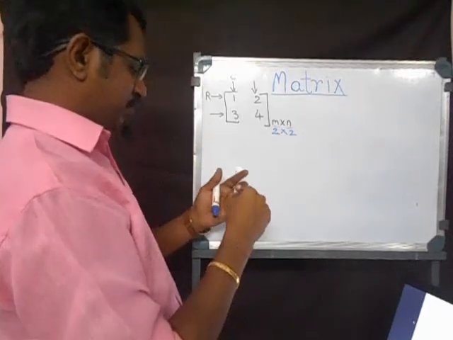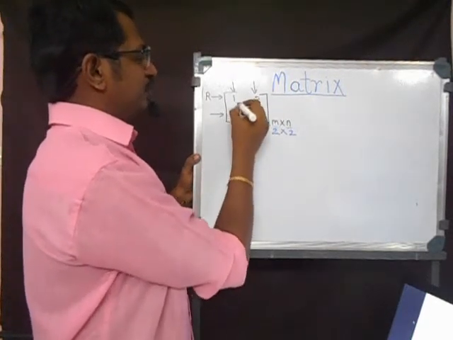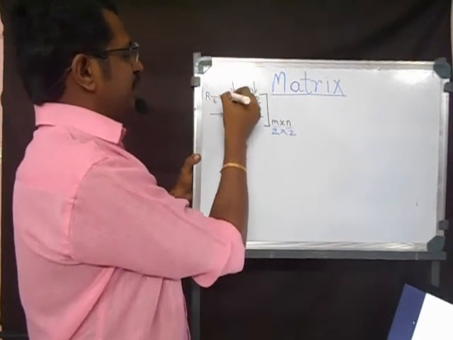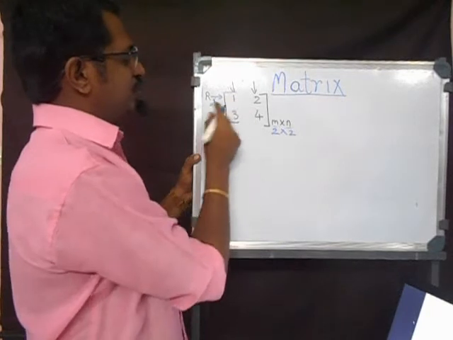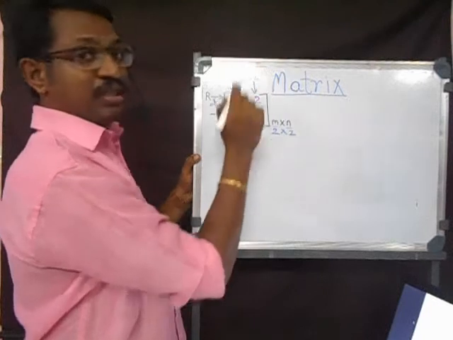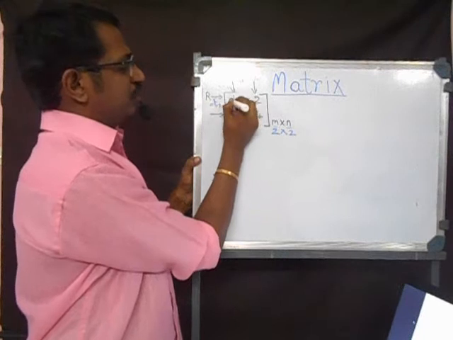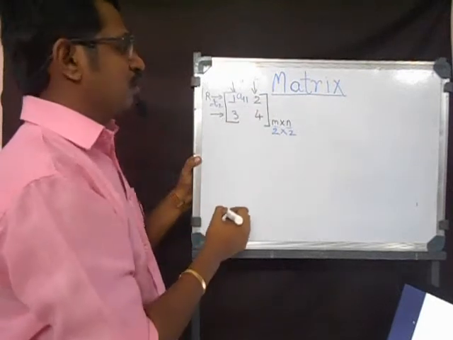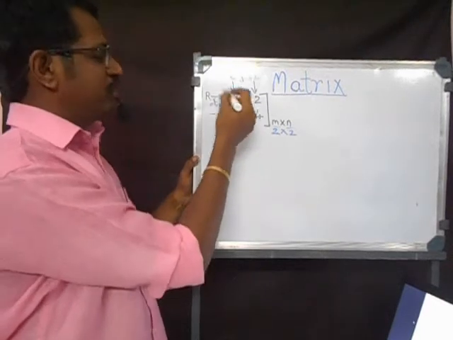Now, this element 1 can also be denoted using i and j, where rows are denoted by i and columns by j. So i can take the values 1, 2 because there are 2 rows, and j, the columns, can also take the values 1, 2. Now what is the first element 1? It can be denoted by a11, because it is in the first row, first column.